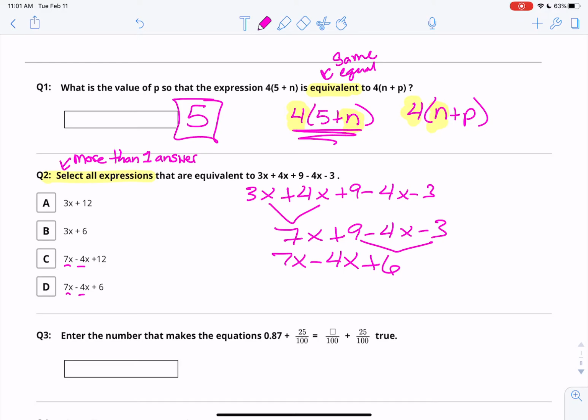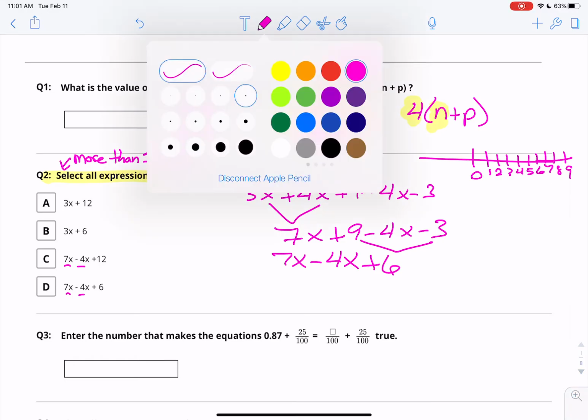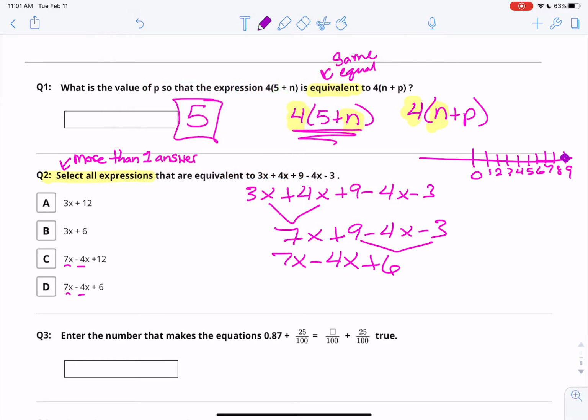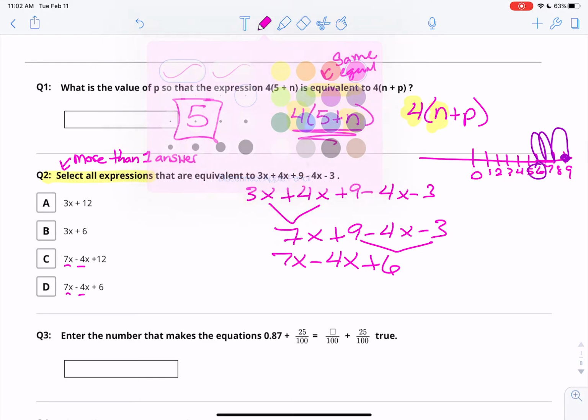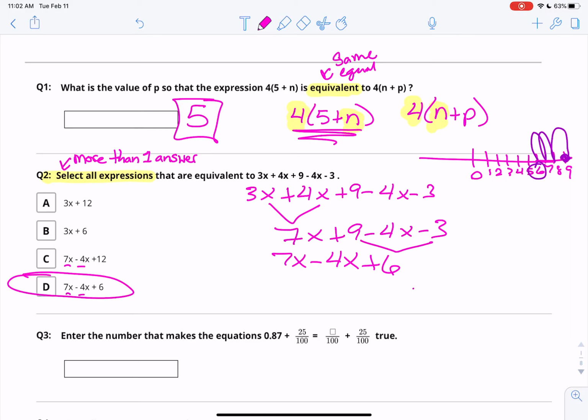Now remember, if you're still having a hard time adding and subtracting positive and negative numbers, you can always use a number line, right? 2, 3, 4, 5, 6, 7, 8, 9. Start at 9, and you're going to add a negative 3. So you're going to go towards the negatives 3 times. 1, 2, 3, and you get 6. So now I look at A, B, C, and D, and I notice that 7x minus 4x plus 6 is D. So that's going to be our first answer.